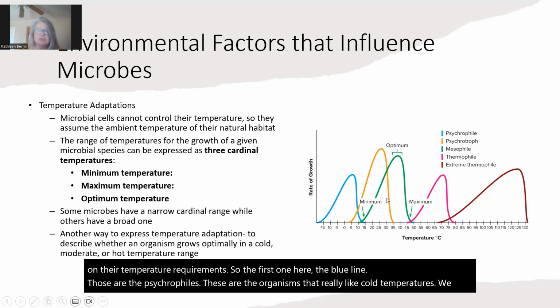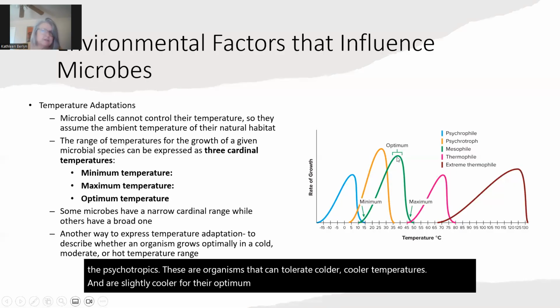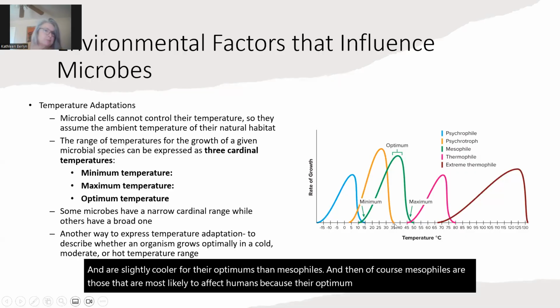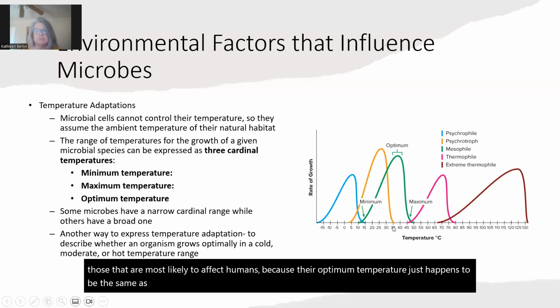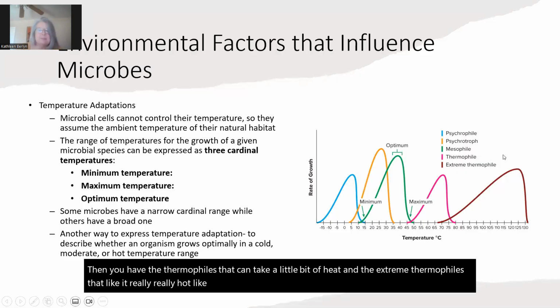We have the psychrotrophs. These are organisms that can tolerate cooler temperatures, and are slightly cooler for their optimums than mesophiles. And then, of course, mesophiles are those that are most likely to affect humans because their optimum temperature just happens to be the same as our body temperature. And then you have the thermophiles that can take a little bit of heat, and the extreme thermophiles that like it really, really hot, like boiling temperatures.